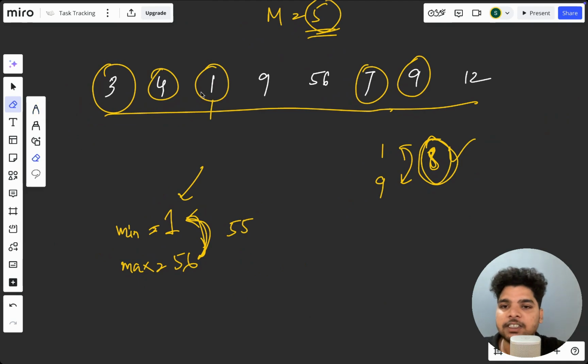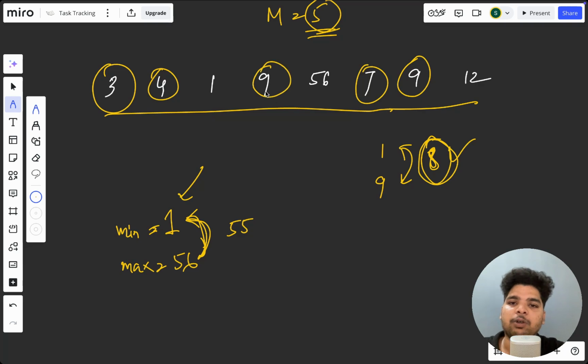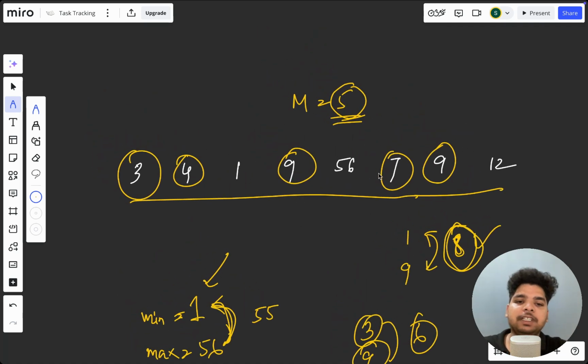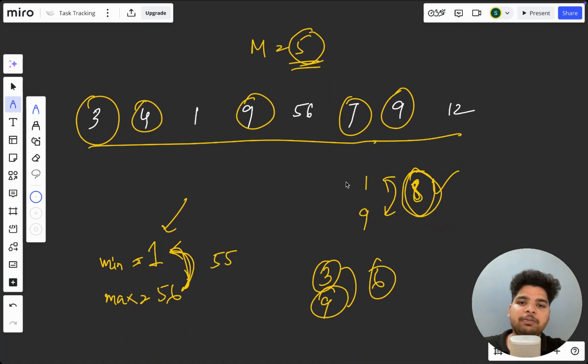So what would be the correct answer? If we take 3, 4, then 7, 9, 9. We take these students. What is the minimum here? 3 is the minimum. Then what is the maximum? Maximum is 9, right? The difference will be 6. Now tell me how to solve this kind of problem. How to solve this problem?